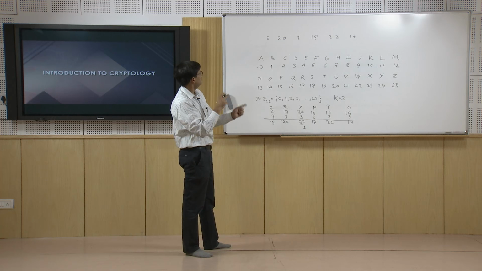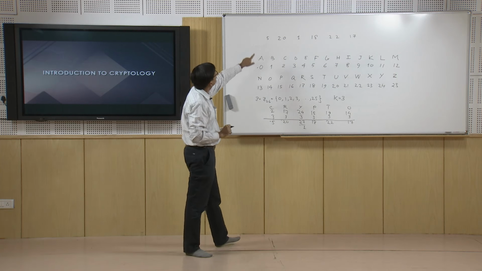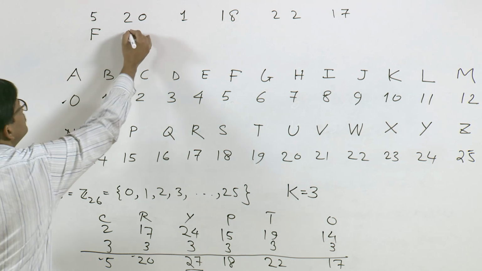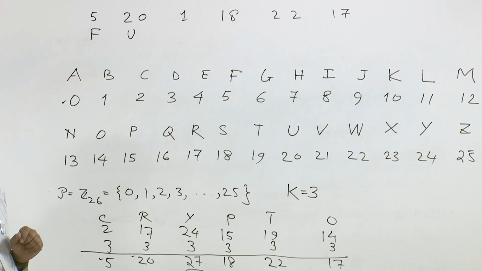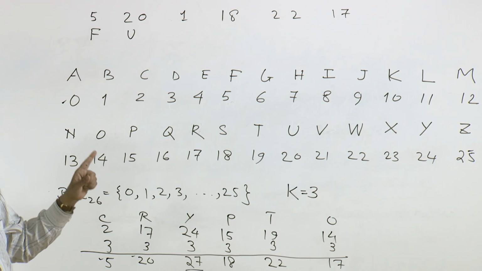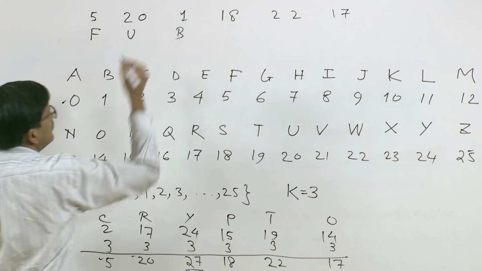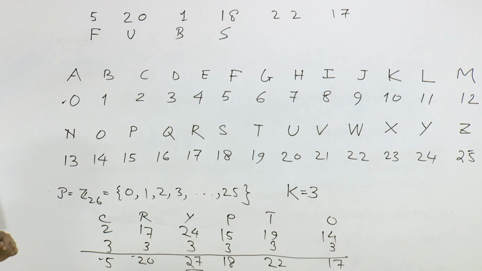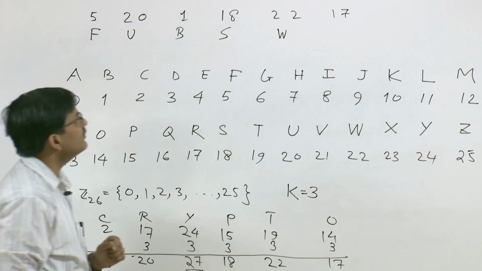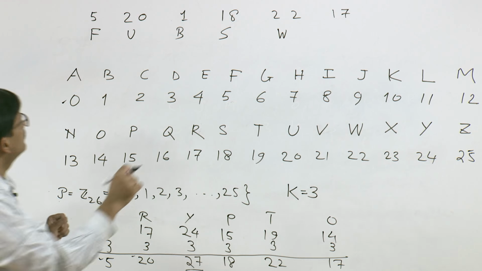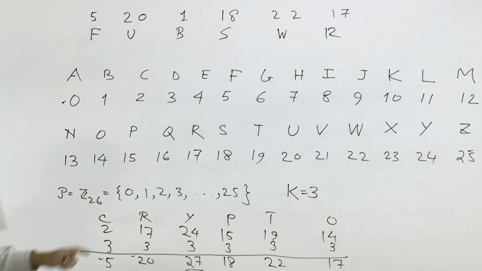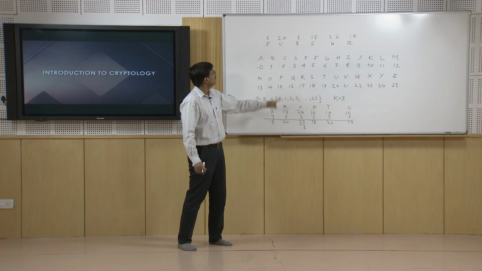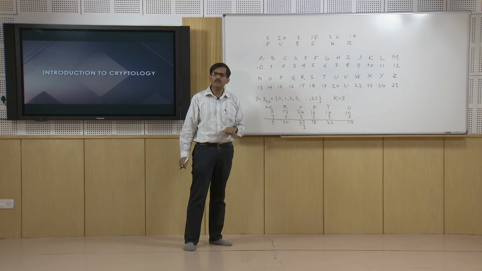All right. Now, when she changes back to letters, 5 corresponds to F, 20 corresponds to U, then 1 corresponds to B, 18 corresponds to S, 22 corresponds to W and 17 corresponds to R. So, the cipher corresponding to the word crypto becomes FUBSWR.